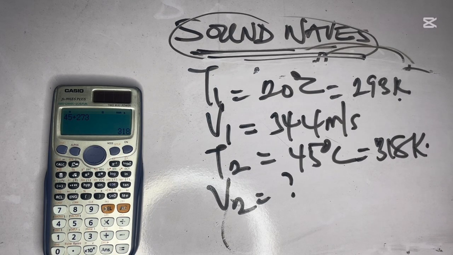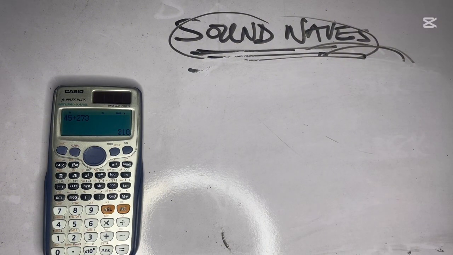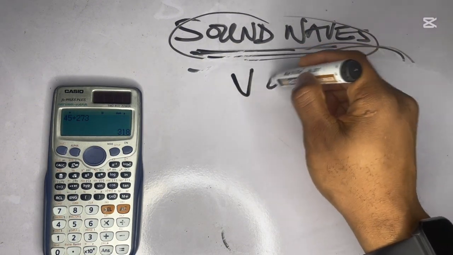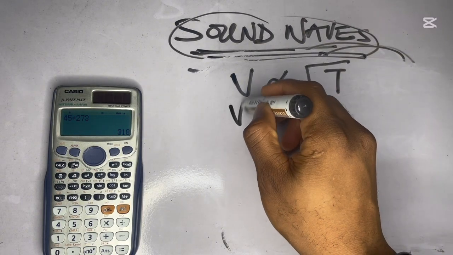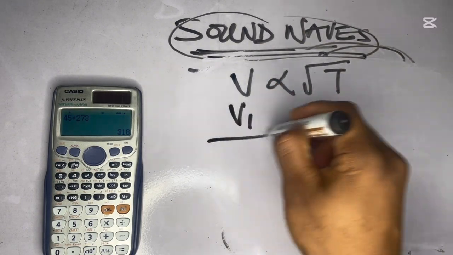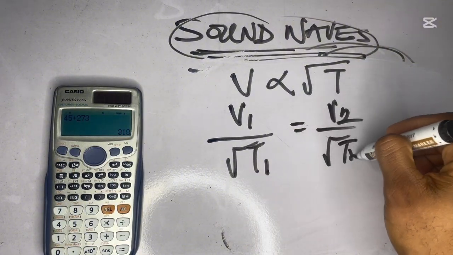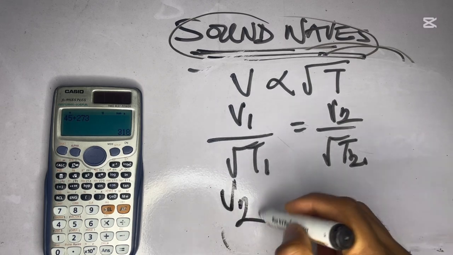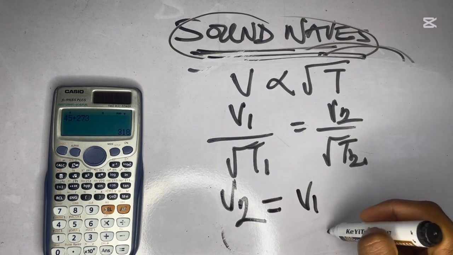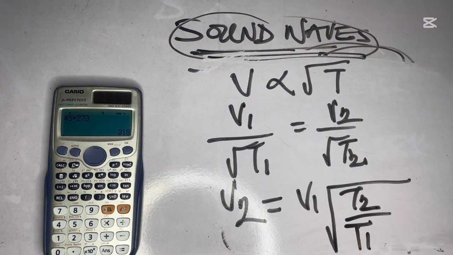Take down the formula. Remember, I told you that V is directly proportional to root T. So we can say V1 over root T1 equals V2 over root T2. We are looking for V2 in this question, so V2 equals V1 times root of T2 over T1.